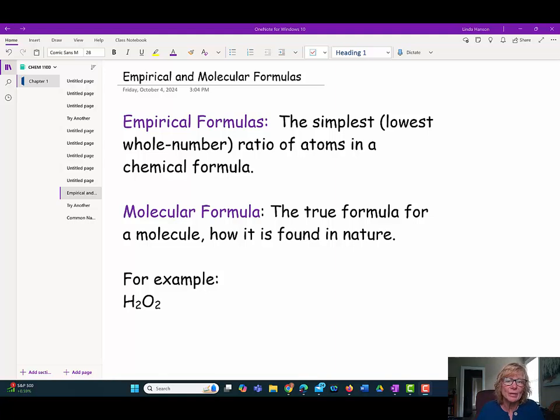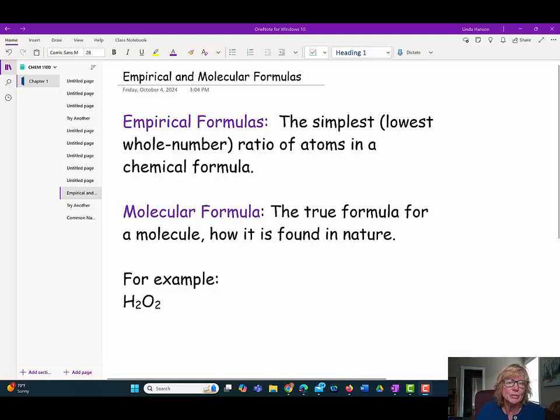I'm just recording a quick video to clarify some points from our Chapter 5, Lesson 2, specifically related to empirical and molecular formulas. This comes out of Section 5, out of Chapter 5, and I know it will be your topic of lab very soon as well.